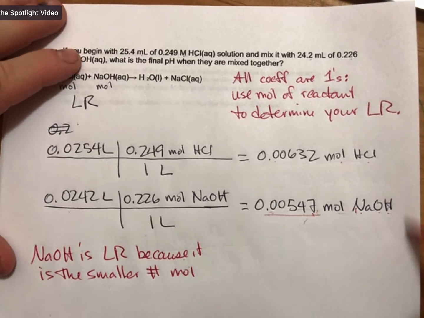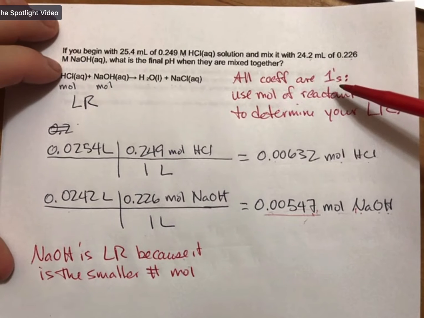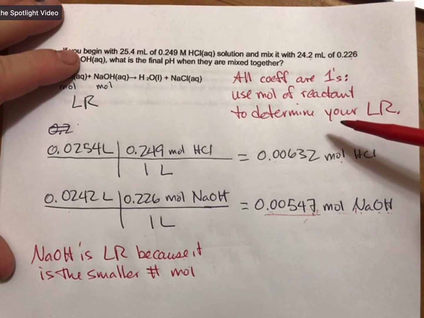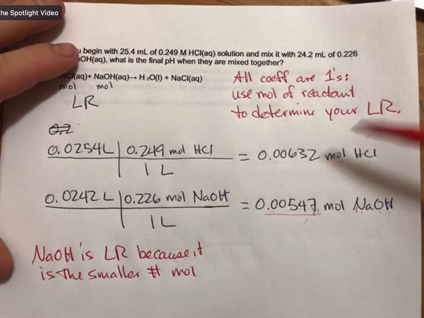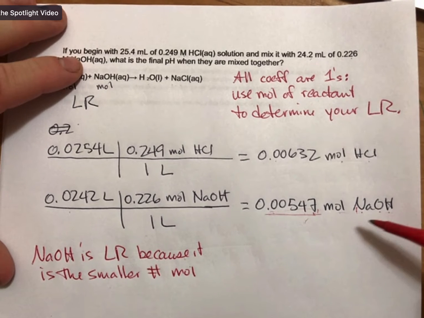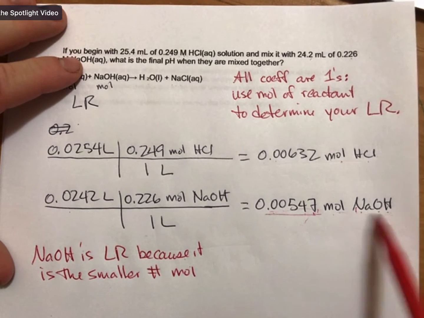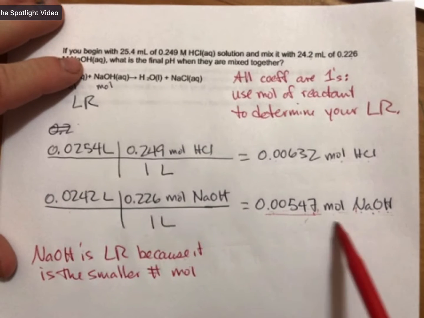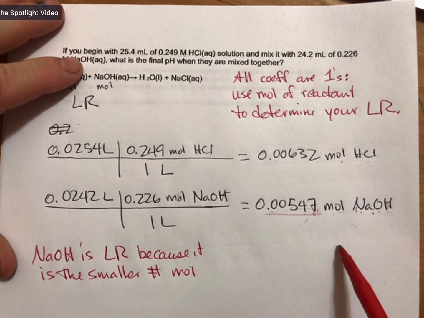And again, this is only true because all the coefficients are ones. This is a special type of limiting reactant problem. My next question, and I'll address it to everybody here: if I have 0.00547 moles of sodium hydroxide, how many moles of HCl will it react with? The same amount.